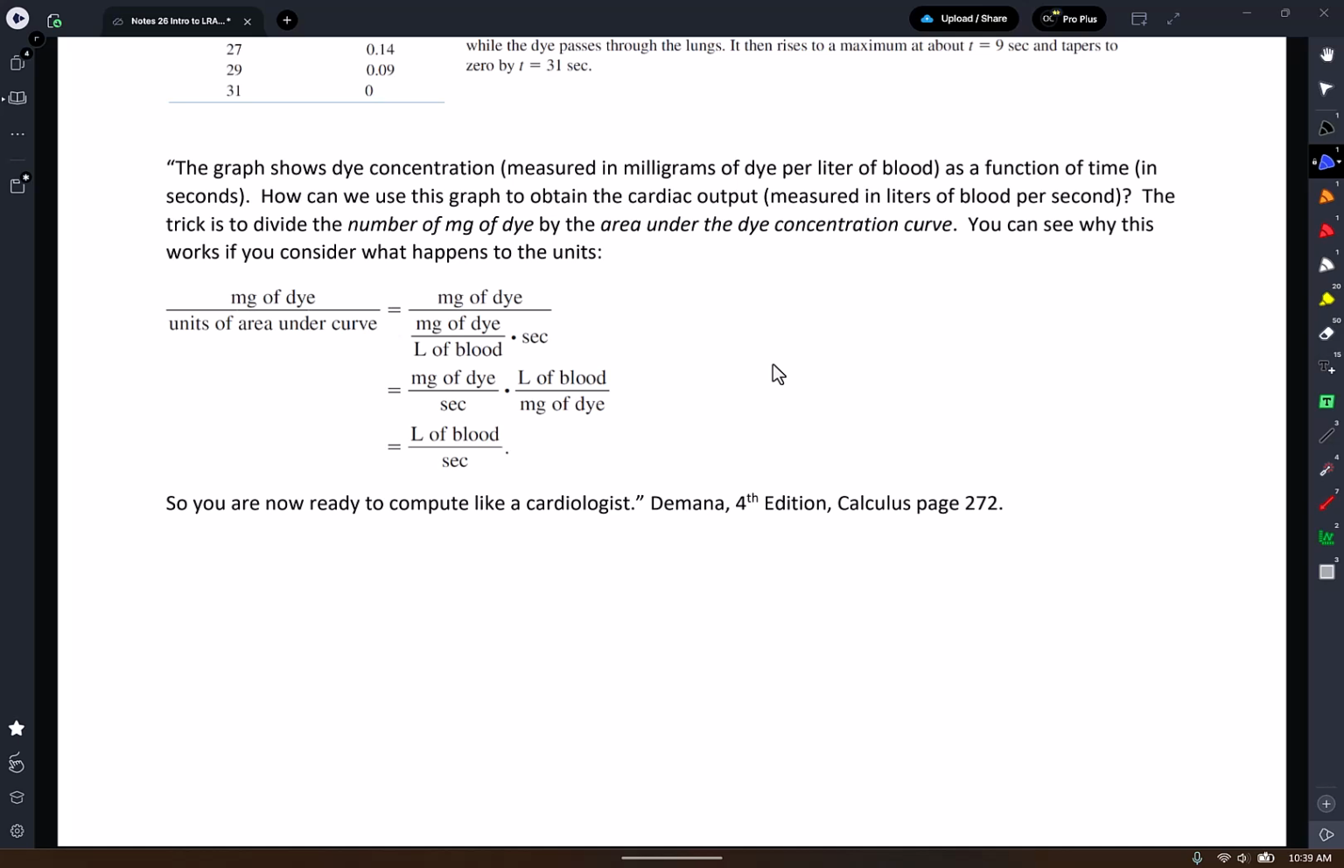The graph shows dye concentration measured in milligrams of dye per liter of blood as a function of time in seconds. How can we use this graph to obtain the cardiac output measured in liters of blood per second? The trick is to divide the number of mg of dye by the area under the dye concentration curve. You can see why this works if you consider what speed is. Okay, you can stop there.